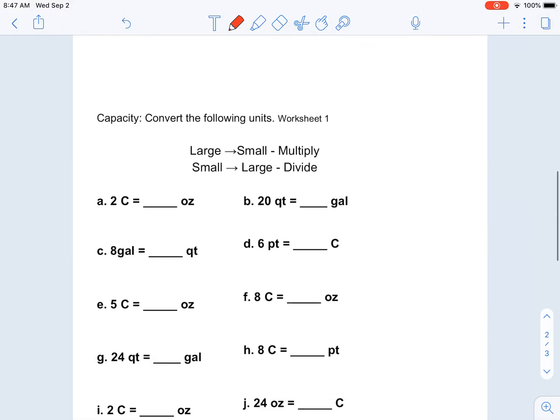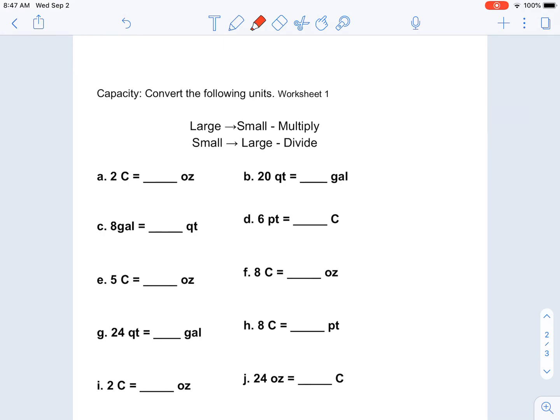So the method that we're going to use is that if we are converting from a large unit into a small one, that means that we are going to multiply by some conversion factor. Now, that may feel weird, but if you're going from a unit that's big to a unit that's small, there's going to be more of the small ones to fit into that space. Does that make sense to everybody?